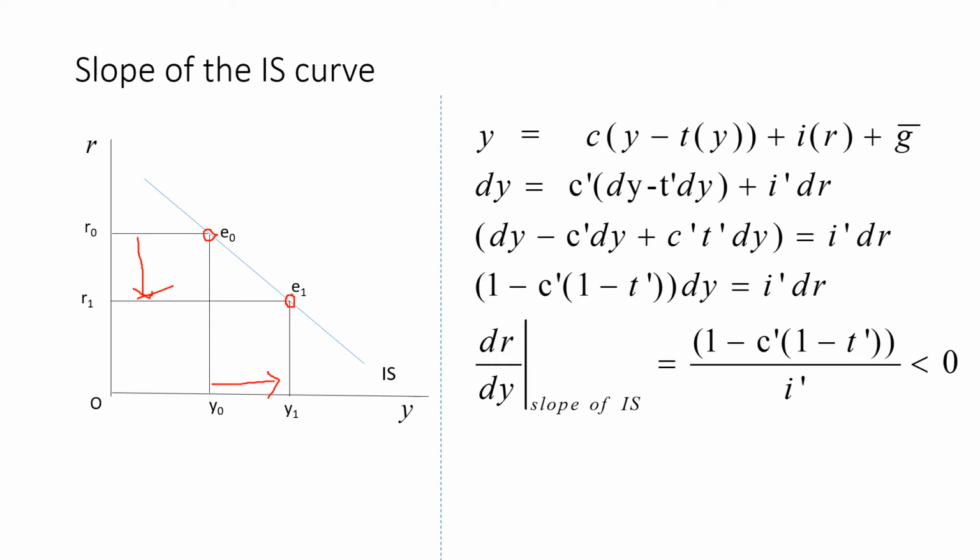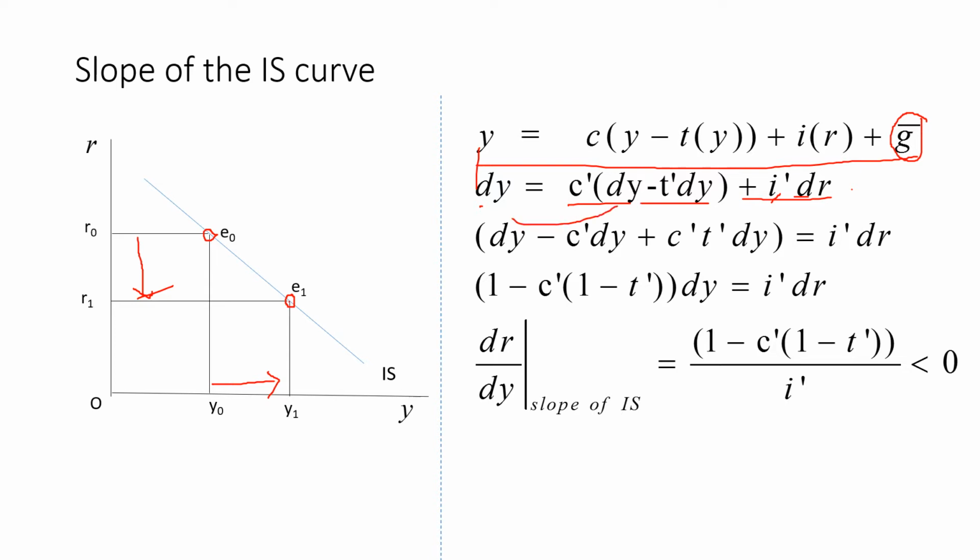So if you have the product market equilibrium condition like this, you just totally differentiate this equation, keeping G bar constant. G bar is constant, and we are not doing any comparative statics here. So what we are getting from Y is dY equal to C prime dY minus C prime T prime dY plus I prime dr. I prime dr means del I del r dr. There is no dG bar because we are not doing any comparative statics and G bar is constant, so dG bar is equal to 0.